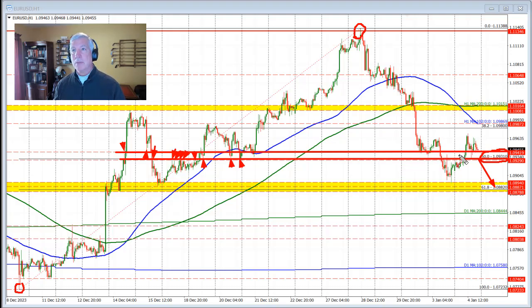Conversely, if the price is able to stay above these levels right here, we could see the buyers come back in and push the price back up toward the 38.2, the broken 38.2, and more importantly, probably the falling 100-hour moving average. That would be a key test on the top side, a key barometer for traders going forward in the euro versus U.S. dollar as we start the new trading year.